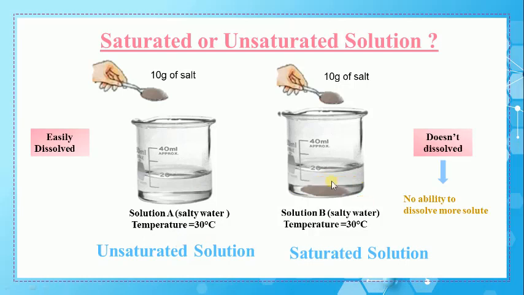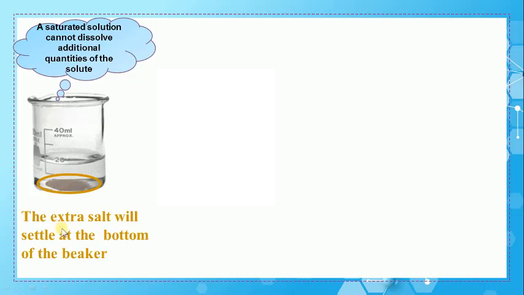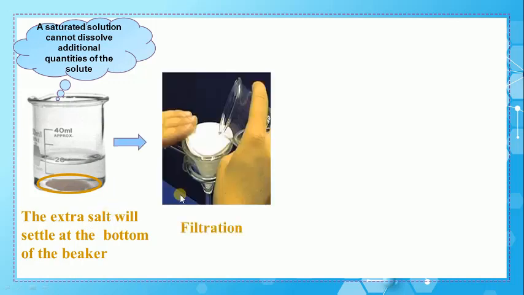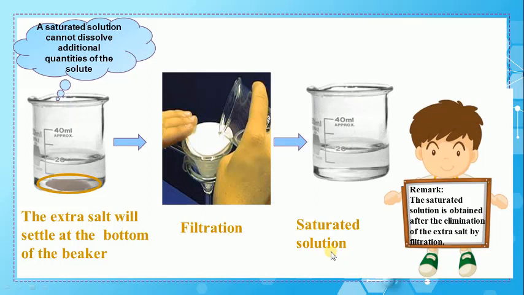But how can we remove this extra amount of salt to get a saturated solution? A saturated solution cannot dissolve additional quantity of solute. This additional quantity settles at the bottom of the beaker. How can we remove it? Very good. This can be done by filtration. After filtration, the solution obtained is a saturated solution. So, the saturated solution is obtained after the elimination of the extra salt by filtration.